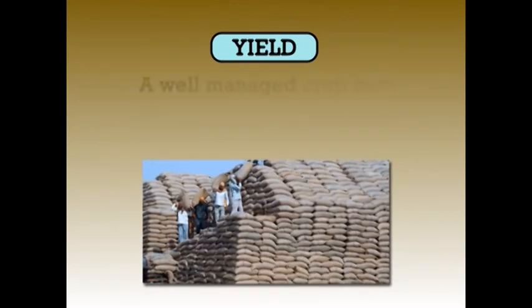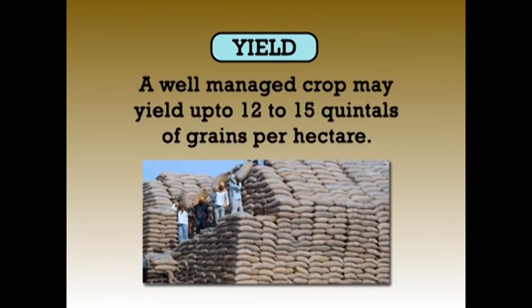Next, we will see about the yield potential. A well-managed crop may yield up to 12 to 15 quintal of grains per hectare.